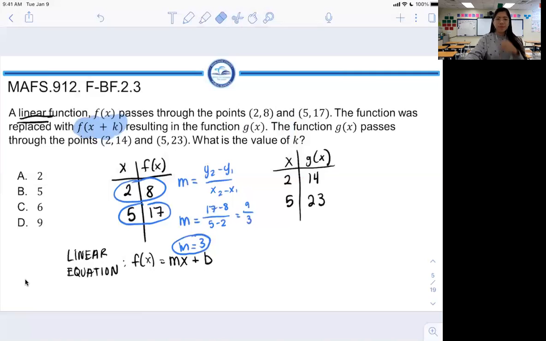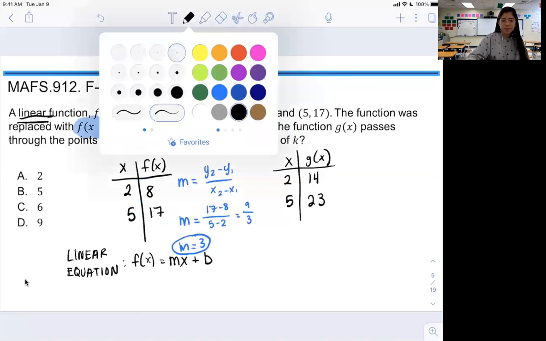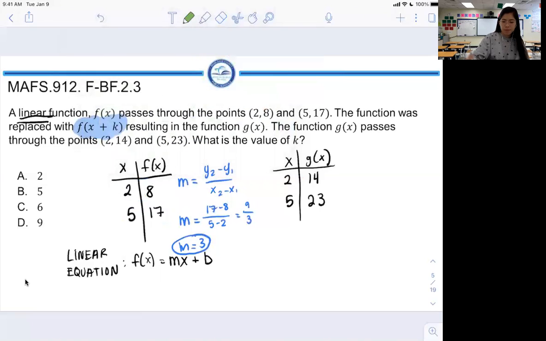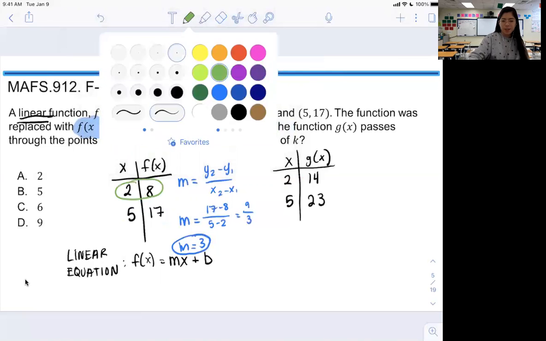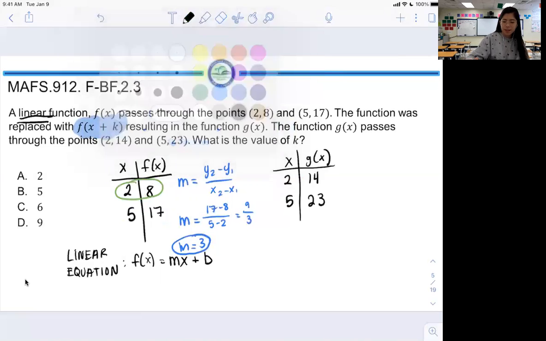So you rewrite the equation with the slope already, and then you plug in your coordinate point. Good, exactly. So I can plug in any of these two coordinates. Which one do you want, Perla? 2 comma 14. Oh wait, no, that's not f of x. 2 comma 8. 2 comma 8. Okay. So we're going to plug in everything except for b.